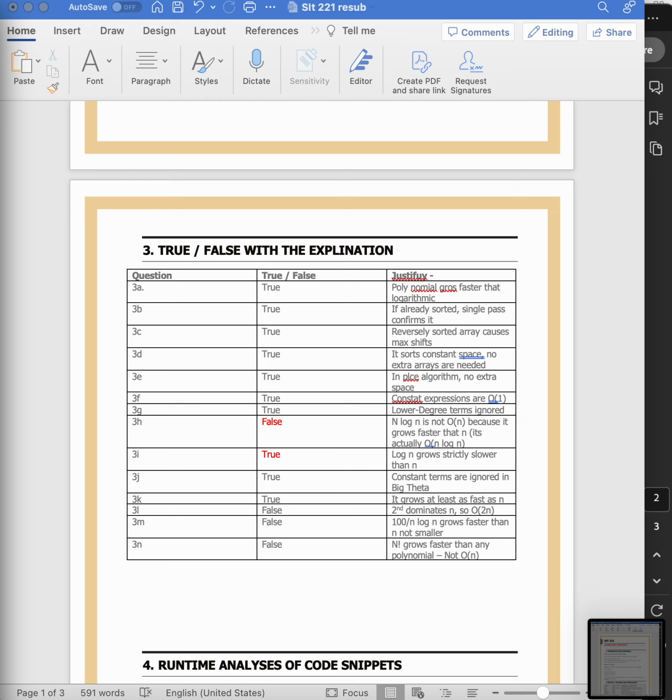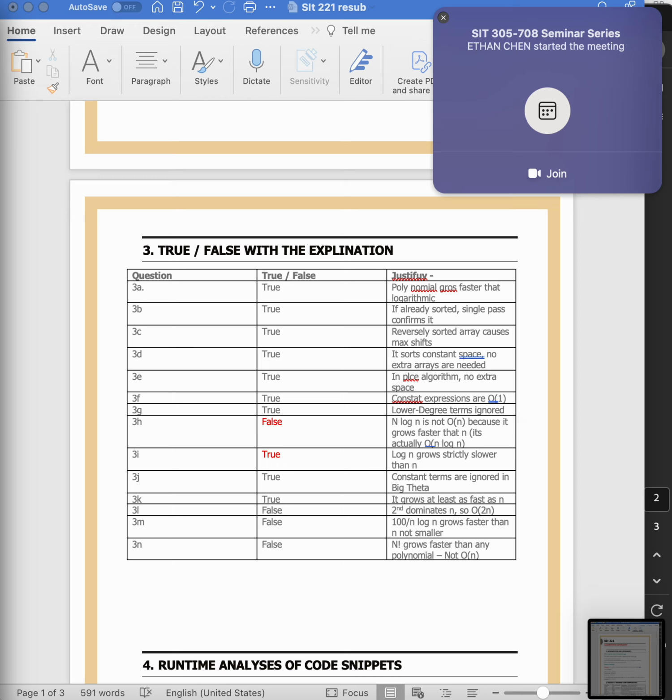Then 3I. I wish I could draw it out. Actually, it'd be so easy to explain. Anyway, okay, going. Sorry, 3I. So that was log n equals little o n, and that was true because log n grows slower than n to the power of whatever. So yeah, that's what little o means.